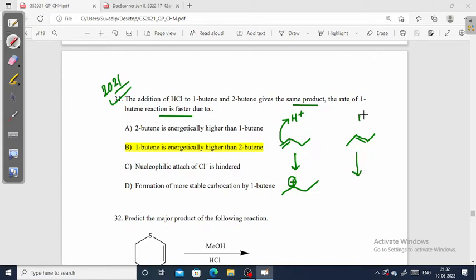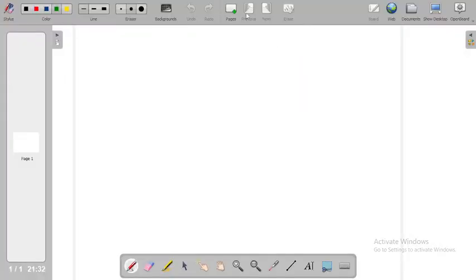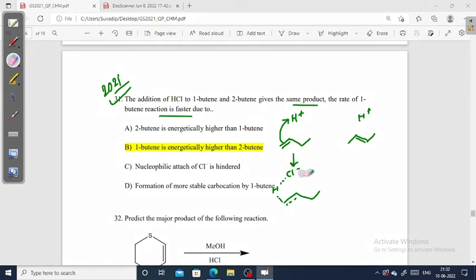And on 2-butene, what will happen? On 2-butene also we get an intermediate, and that is also a 2 degree carbocation, right? So here we can say the intermediate, and we can say the transition state, because initially there will be a transition state and that will look like this. Here H plus, here Cl minus, or if HCl is free in the medium, so definitely we can say that the transition state will look like this one.